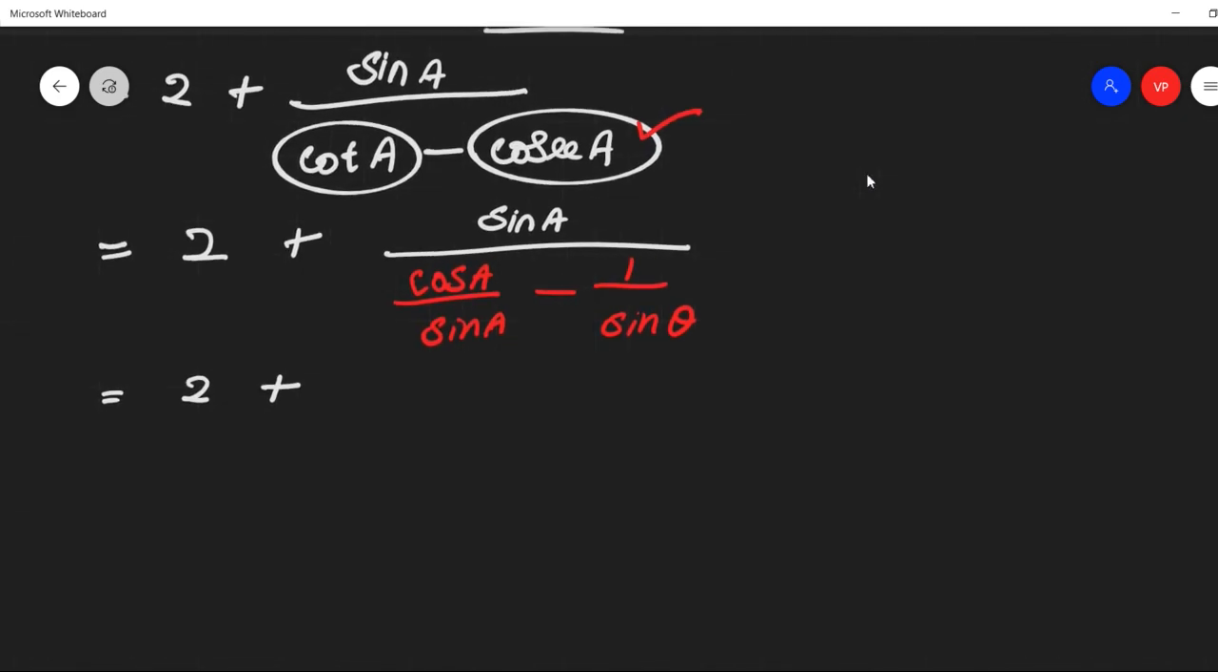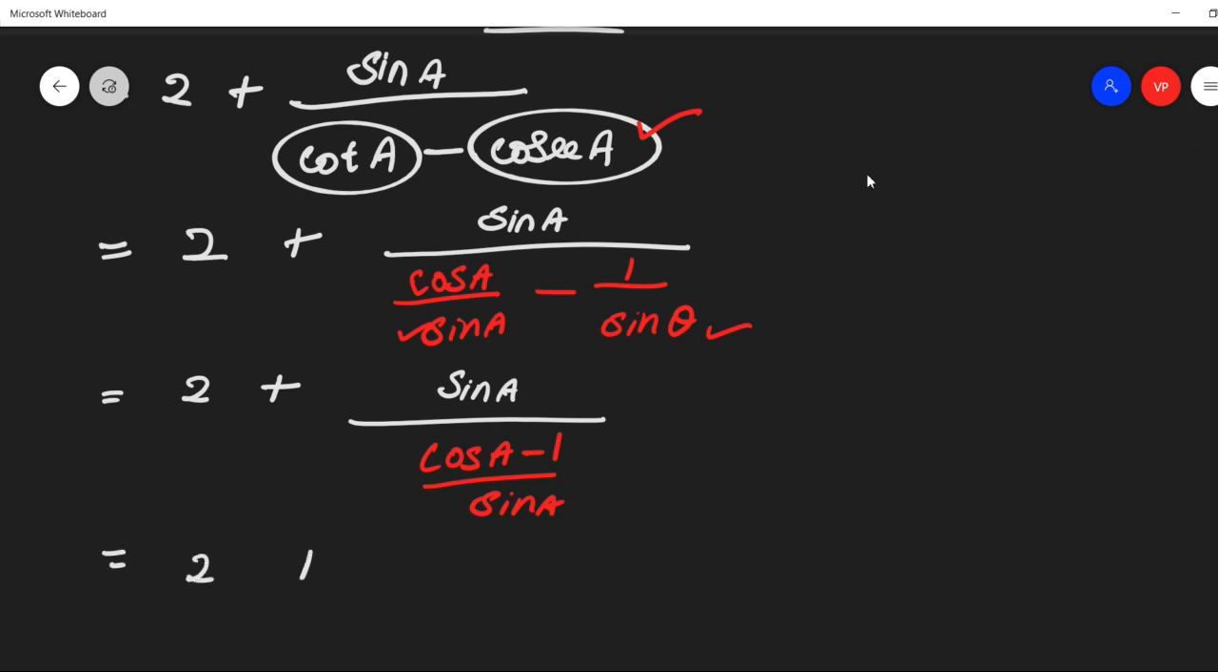Concentrate yourself. Keep this numerator sin A divided by, what is in the red color? This is sin A, sin A. The denominators are equal, so you can write cos A minus 1 by sin A. So both are different. That is why I have changed the color. I hope you all understand.